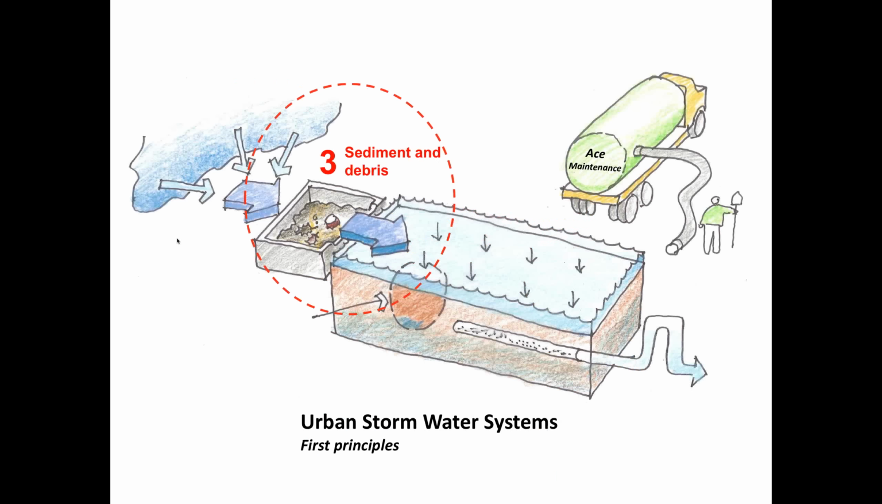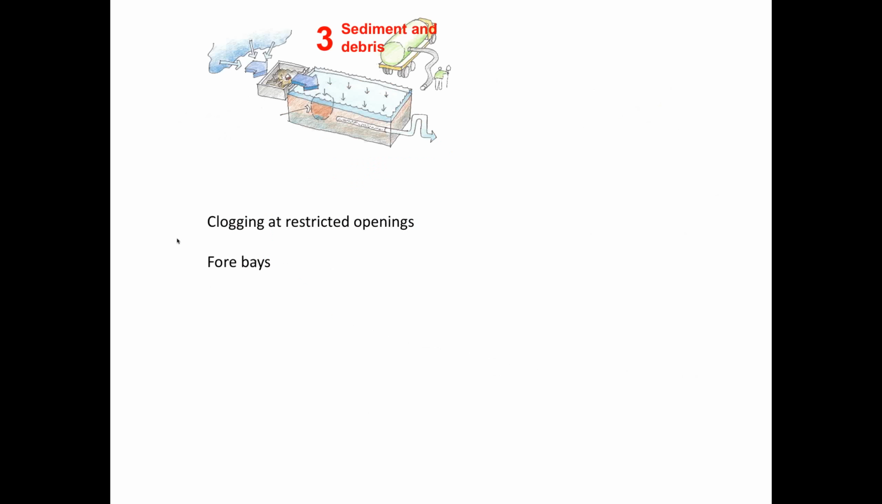Now let's look at the sediment and debris filters, and this is another area where I'm seeing lots of failures. This water, as it comes into the system, has got a lot of things in it, and we can't really let those go in. So we have clogging at the restricted openings and some idea of something called a forebay.